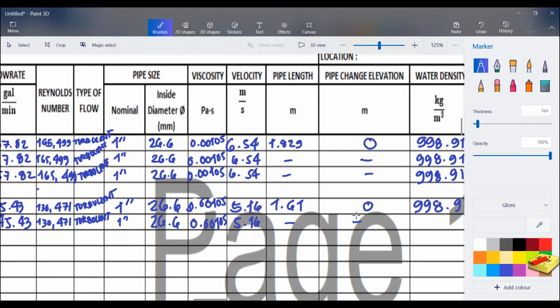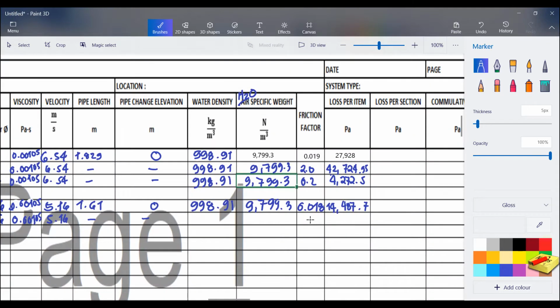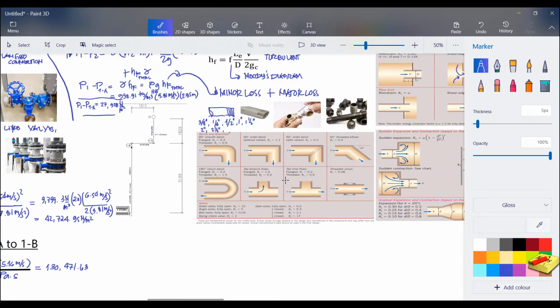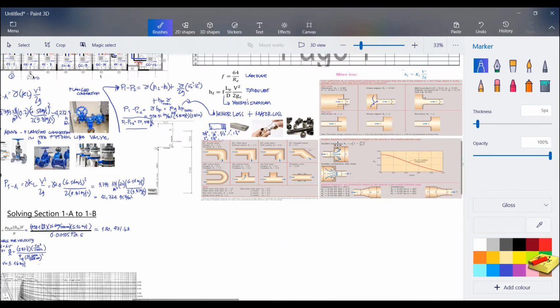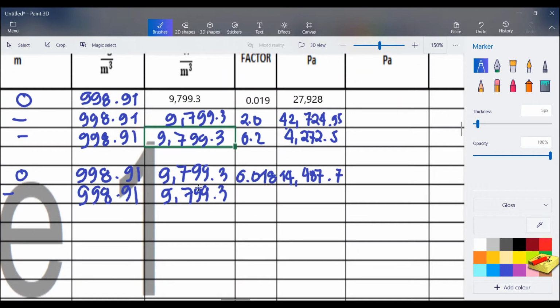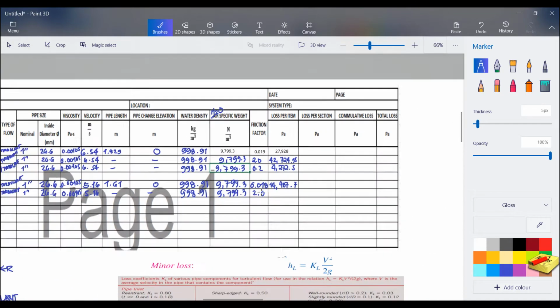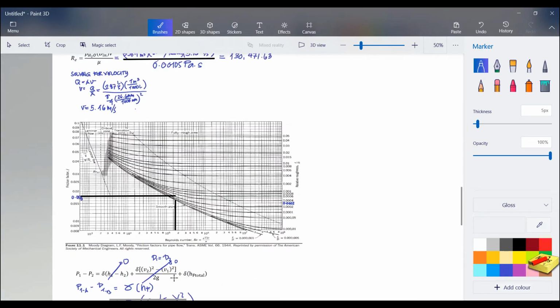Change in elevation is blank. And the same also value, we have 998.91 and 9,799.3. Then your KL, friction factor, we have here, so that is plunge, or we have threaded, that is 2. We put it here, 2. Okay, 2.0. Then finally we have the value, so we can solve now the value for that one.